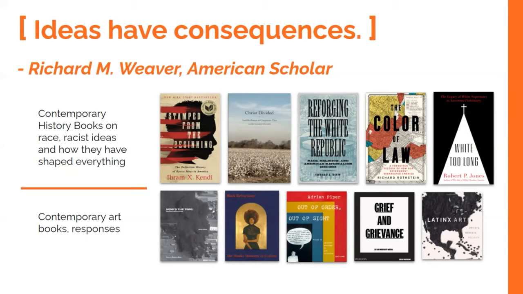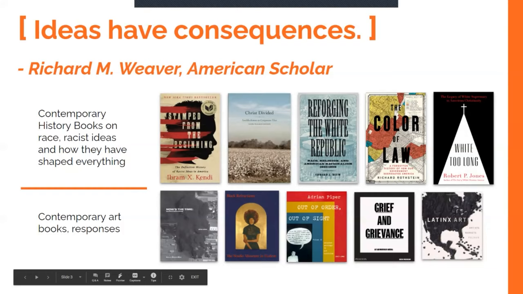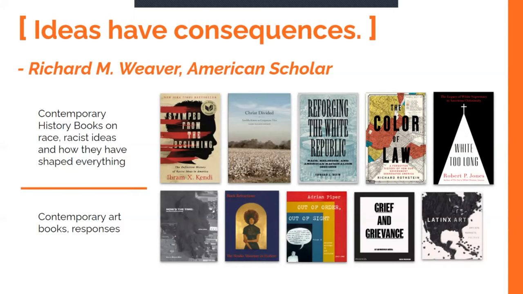So Reforging the White Republic is also a really hard look at this history, but it focuses more specifically on the time period between 1865 and 1898, all right? And it's going to bring to light the coordinated work to bring slavery back in everything but name, okay? That's what's going on in this book.